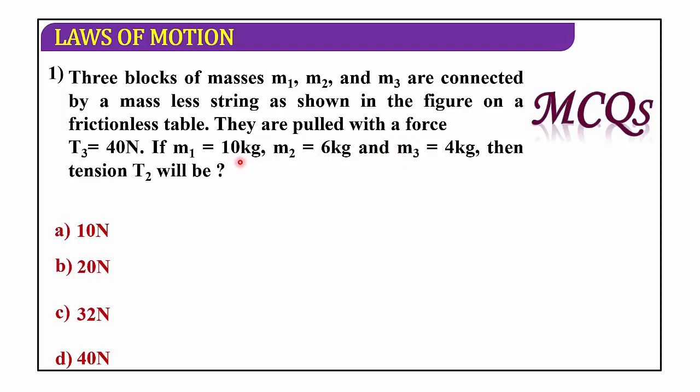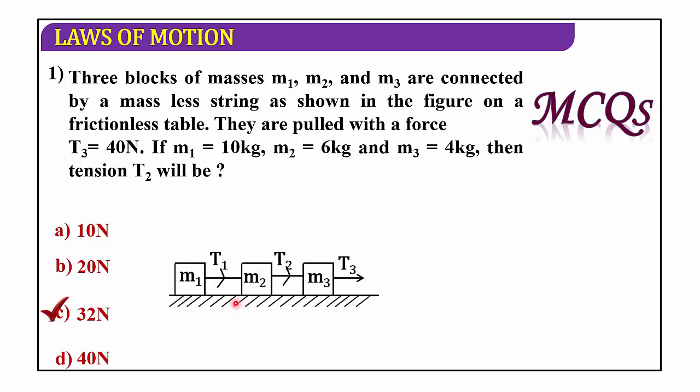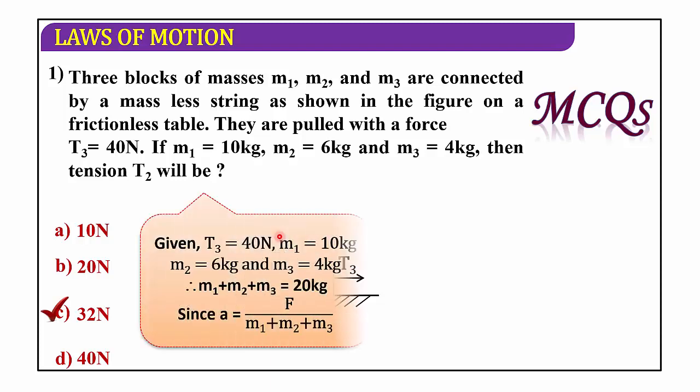Then tension T2 will be, what is the value of T2 that we have to calculate? First, you can observe the answer is 32 Newton. We go for the diagram T1, T2, T3. This is a created tension in the string. Three objects are connected by the string they kept on the frictionless table. So what are the givens here? T3 is given 40 Newton, M1, M2, M3 is given. So total mass will be how much? M1 plus M2 plus M3 equal to 20 kg.